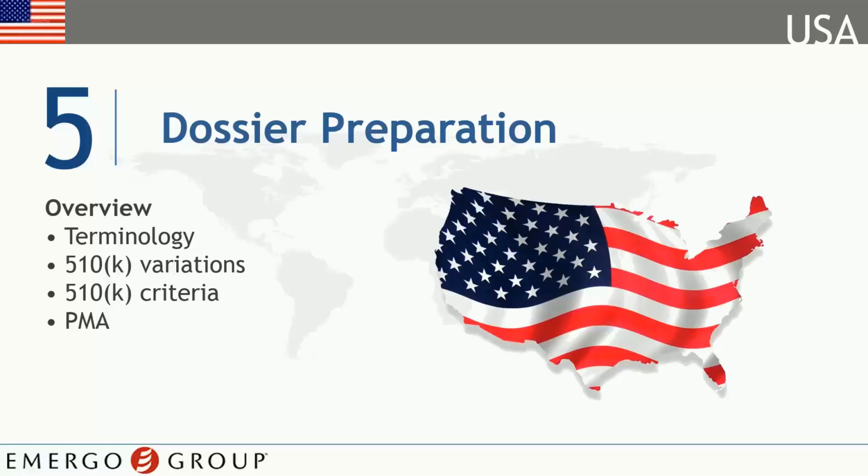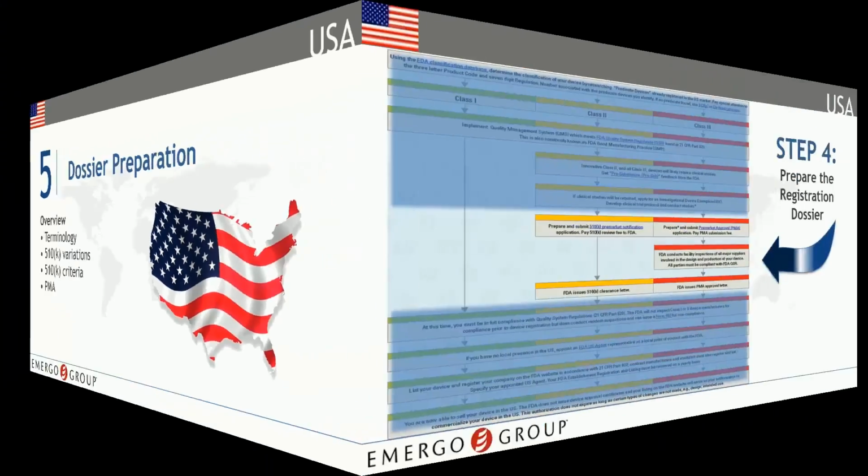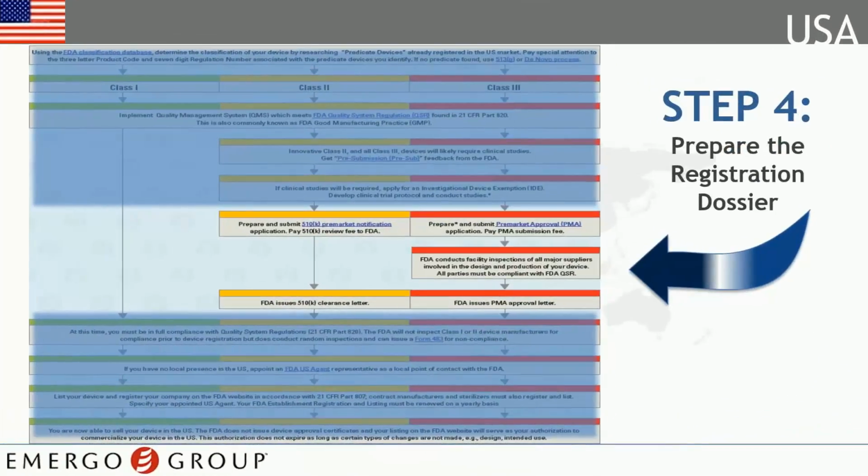In Section 5, we'll dive into documentation. First, we'll look at some of the more common terms before moving on to the different versions of the 510K and their criteria. We'll finally take a brief look at the PMA. The fourth step in bringing your device to market in the US is the preparation and submission of your dossier.